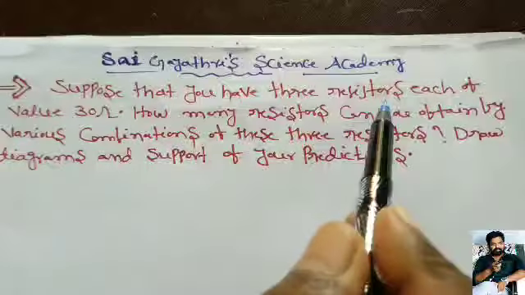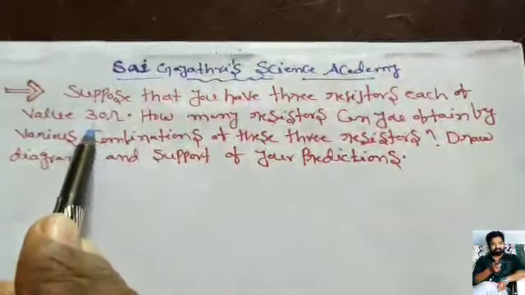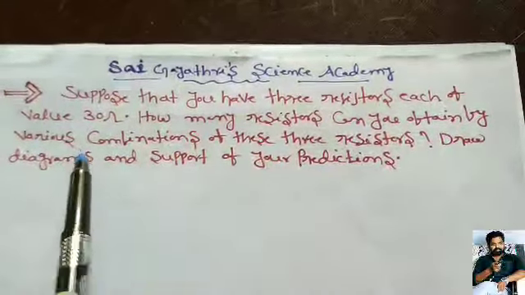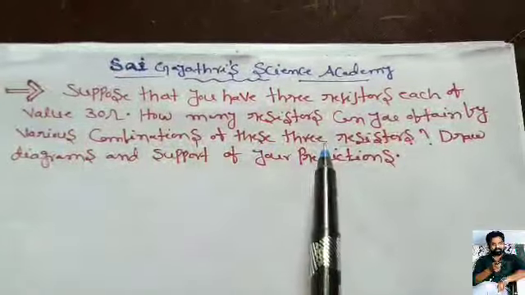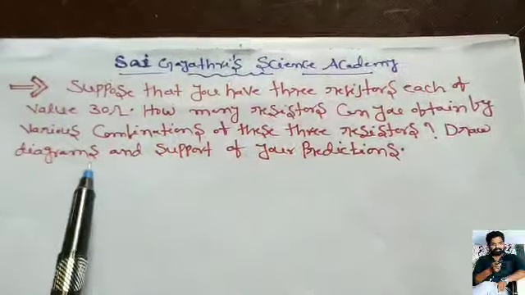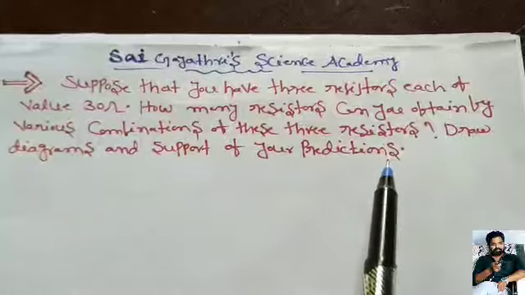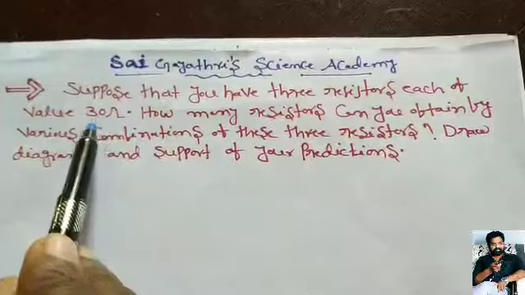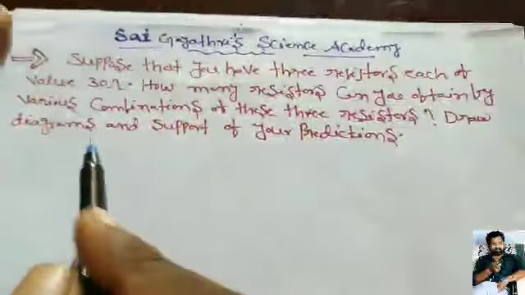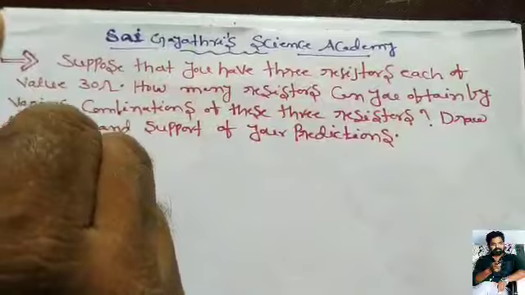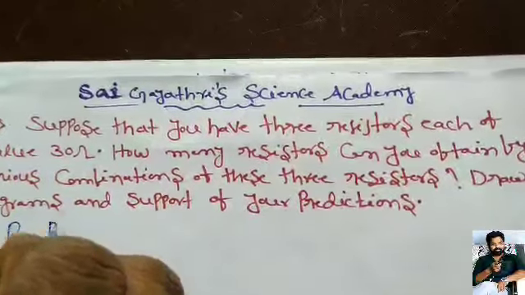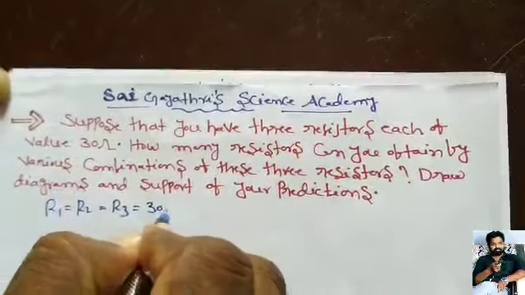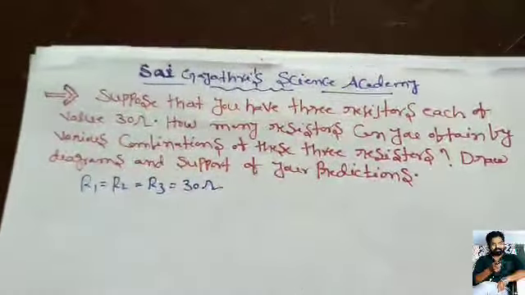Suppose that you have 3 resistors, each of value 30 ohm. How many resistors can you obtain by various combinations of these 3 resistors? Draw diagrams in support of your predictions. See here, 3 resistors are given, each of value 30 ohm. It means R1 equals R2 equals R3, that equals 30 ohms. Here these are the 3 resistors.